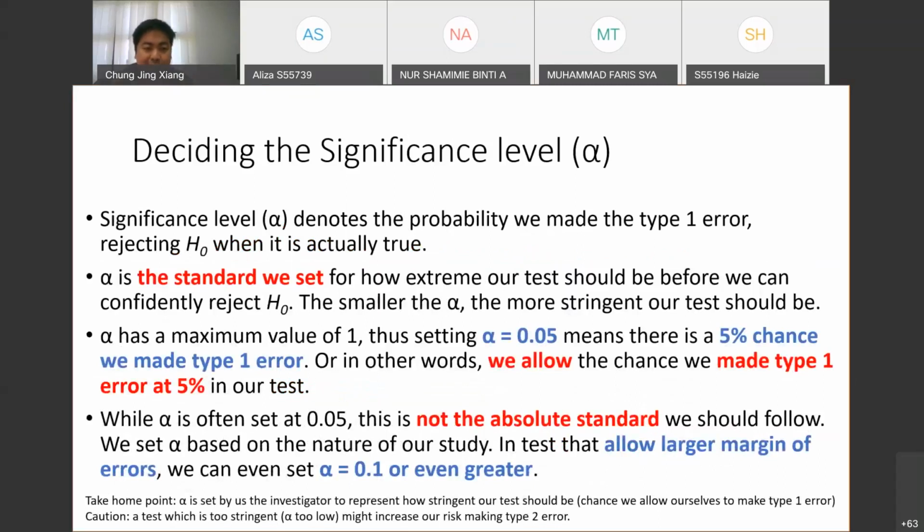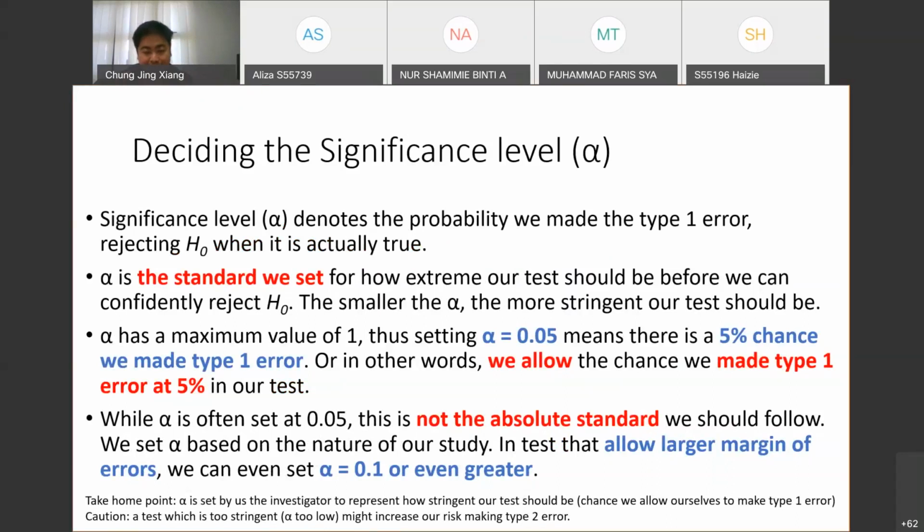So the second step is you have to decide the significance level, alpha. I believe you have heard a lot of this alpha, significance level alpha, in your statistics classes. So what is significance? What is actually alpha?